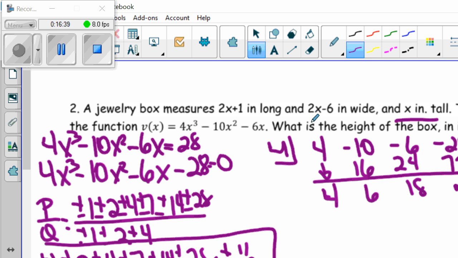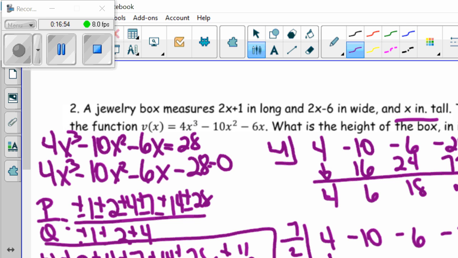I've got 1/2. That's quite a bit smaller. I've got 7/2. That's just a little bit smaller. So let's try 7/2. Okay. So I'm going to put 7/2 in my box. 4, negative 10, negative 6, negative 28.